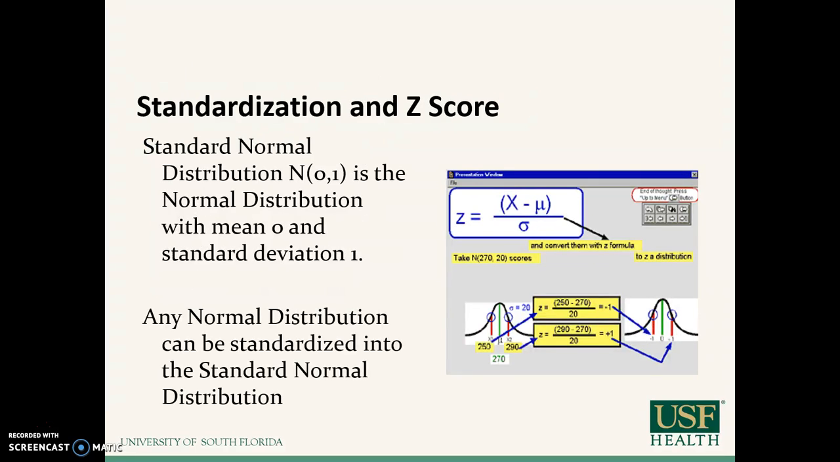And then standardization and Z score. Okay, and there's a very special normal distribution called the standard normal distribution. We use the capital letter N and then 0, 1 in parentheses. N(0, 1) we call the standard normal distribution. It has mean 0 and standard deviation of 1. And any normal distribution can be standardized into the standard normal distribution. So we can transform any normal distribution into a standard normal distribution.